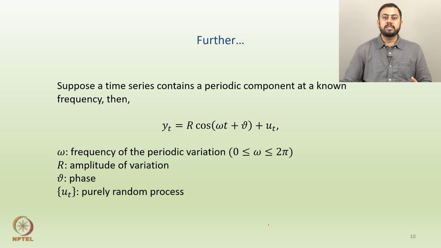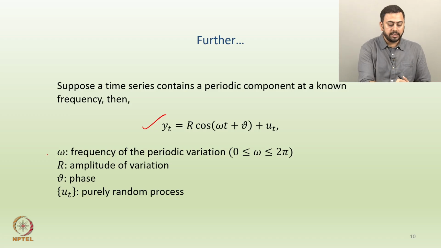Okay, so further, suppose a time series contains a periodic component at a known frequency, then I can actually write down the time series as follows. So, the time series y_t can be written down as capital R cosine of omega t plus nu plus u_t. And what exactly are all these individual entities? So, omega is nothing but the frequency of the periodic variation. Omega lies between 0 and 2 pi. Okay, so, omega is the frequency. Capital R is the amplitude of variation. So, amplitude means the height of any of the frequencies, right.